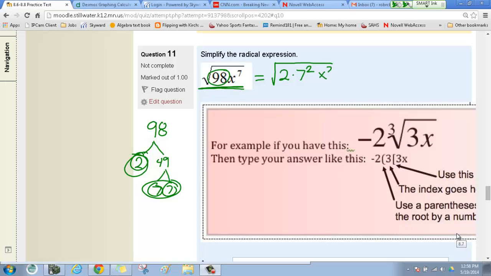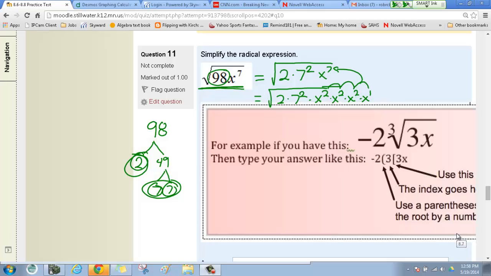Now, because it's a square root, we're going to look for groups of 2. And for each group of 2, we can pull it out. So let's rewrite this as the square root of 2 times 7 squared times, and we're going to need as many groups of 2 of x as we can make. Well, this is 2, and this is 4, and this is 6, and now we only have 1 left, because 2 plus 2 plus 2 plus 1 gives us that 7 right there.